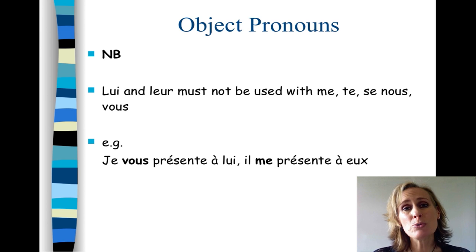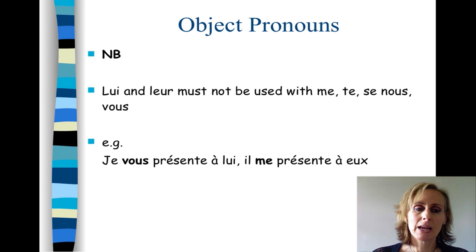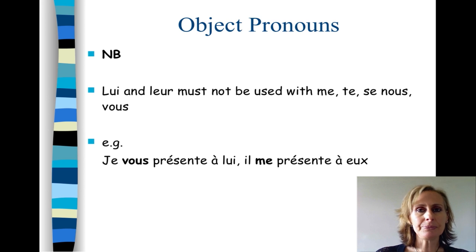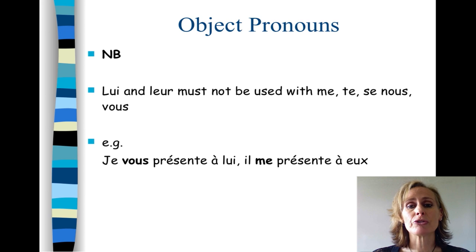Okay, note, lui and leur are not to be used with me, te, se, nous, vous. So if you want to use them in the same sentence, you must put them afterwards and use the disjunctive pronoun there after à. Je vous présente à lui. I introduce you to him. Il me présente à eux. He introduces me to them.